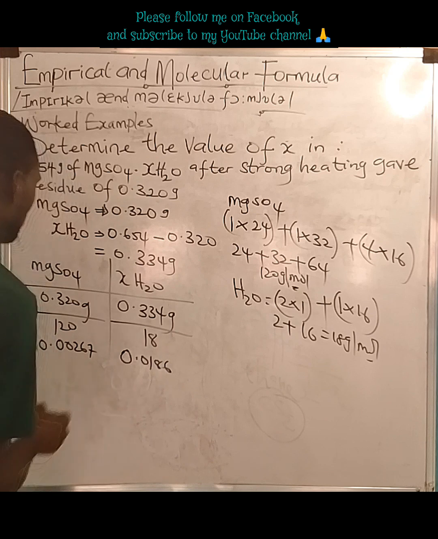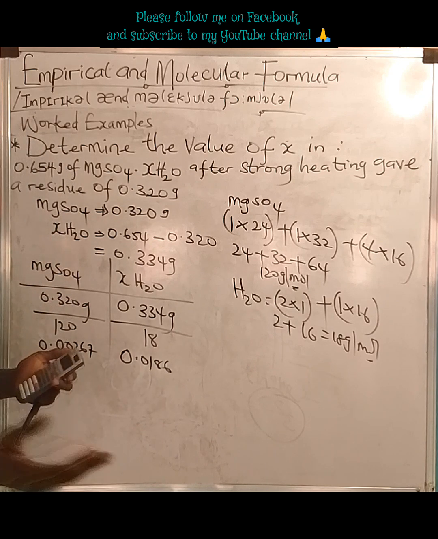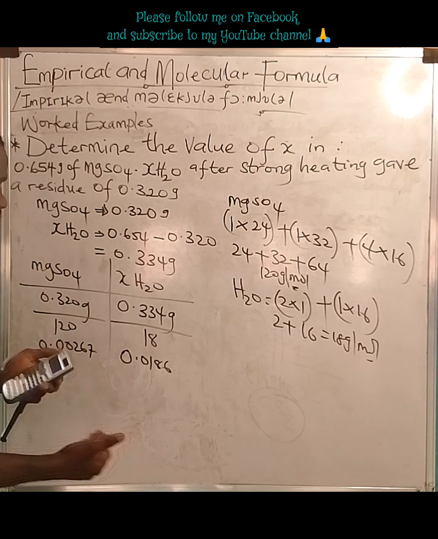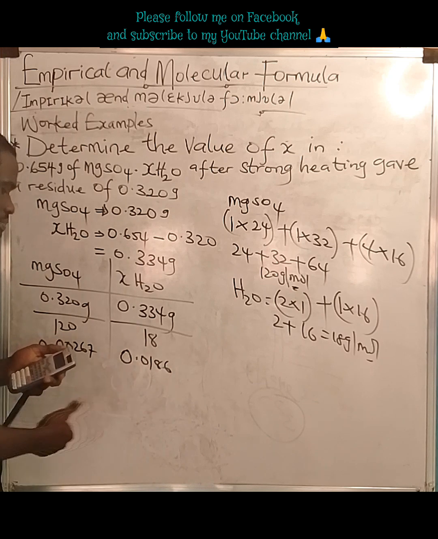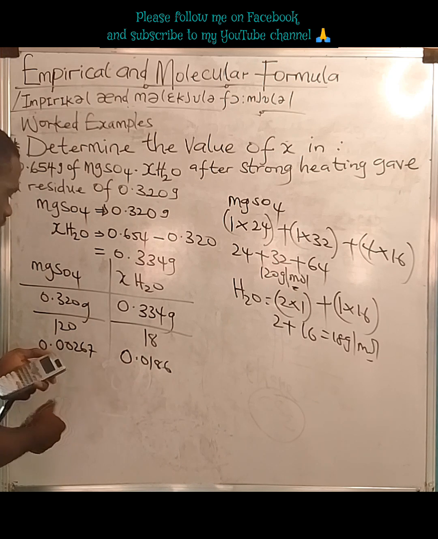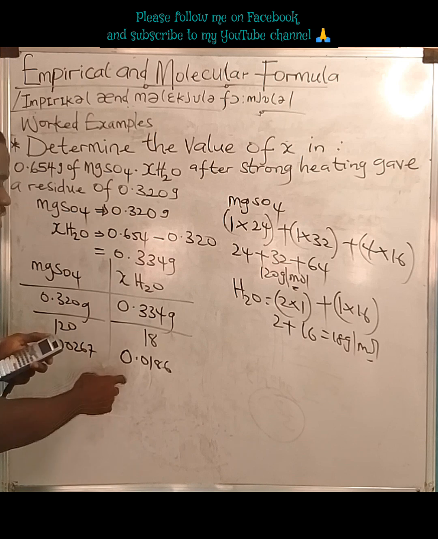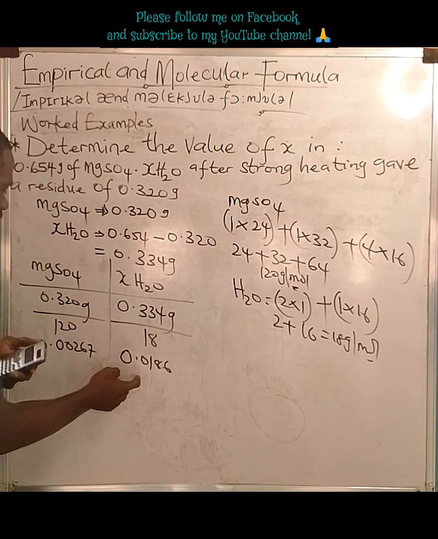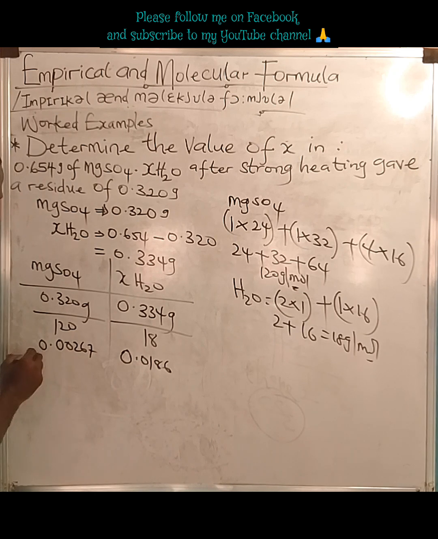0.0185555. And so now the question is, we have our moles already. Which of them is the least? Comparing the two, 0.00267 and 0.0186, this one is surely smaller than that, because if you look at the decimal places, this is bigger than this. So you're going to be using this to divide all through.